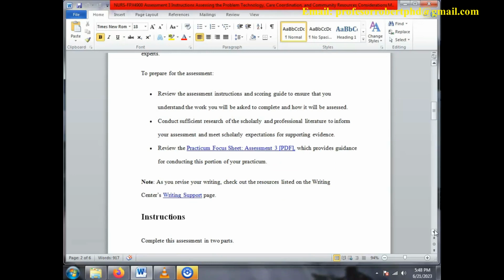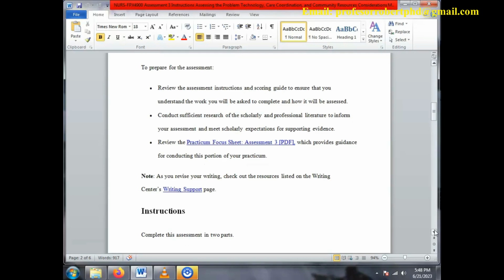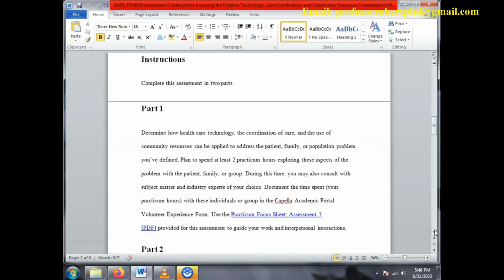Conduct sufficient research of the scholarly and professional literature to inform your assessment and meet scholarly expectations for supporting evidence. Review the practicum focus sheet, Assessment 3 PDF, which provides guidance for conducting this portion of your practicum. Note: as you revise your writing, check out the resources listed on the Writing Center's Writing Support page. Instructions. Complete this assessment in 2 parts.